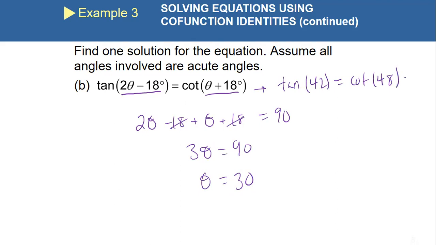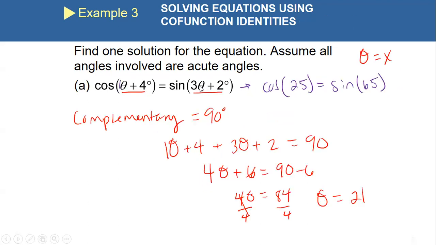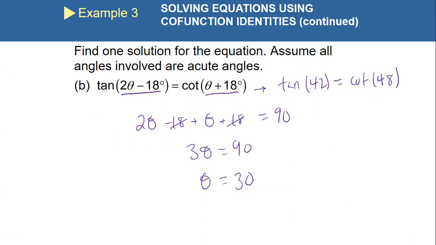Feel good about cofunctions and solving equations with cofunctions? So we had theta equals 30, and on this one we got theta 21, and then we plugged 21 in, and we got 25 and 65. All right, are we good with this part?